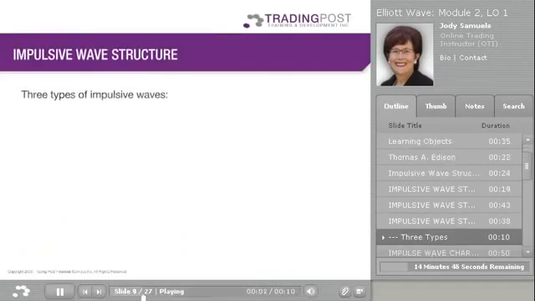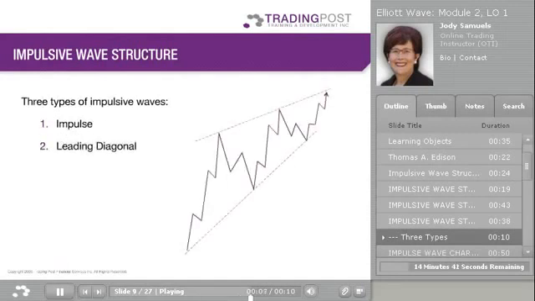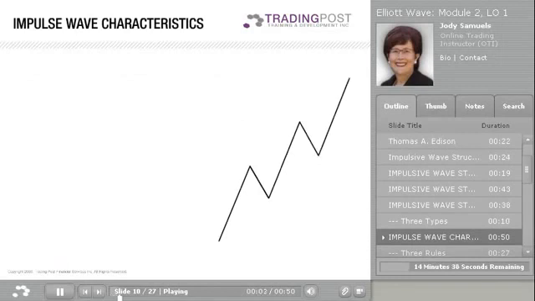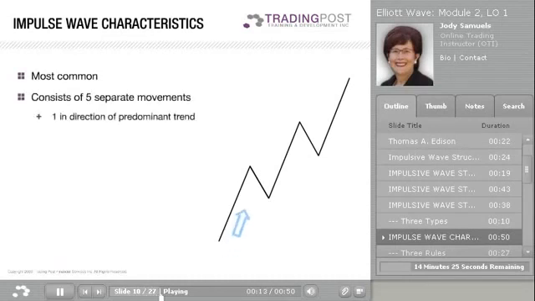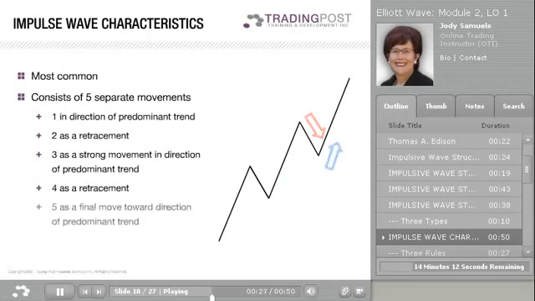There are 3 types of impulsive waves: impulse, the leading diagonal, and the ending diagonal. Impulses are the fundamental element of Elliott wave patterns and the most common of the impulsive wave structures. Impulses consist of 5 separate movements. Wave 1 in the direction of the predominant trend, Wave 2 as a retracement, Wave 3 as a strong movement in the direction of the predominant trend, Wave 4 as a retracement, and Wave 5 as a final move toward the direction of the predominant trend.